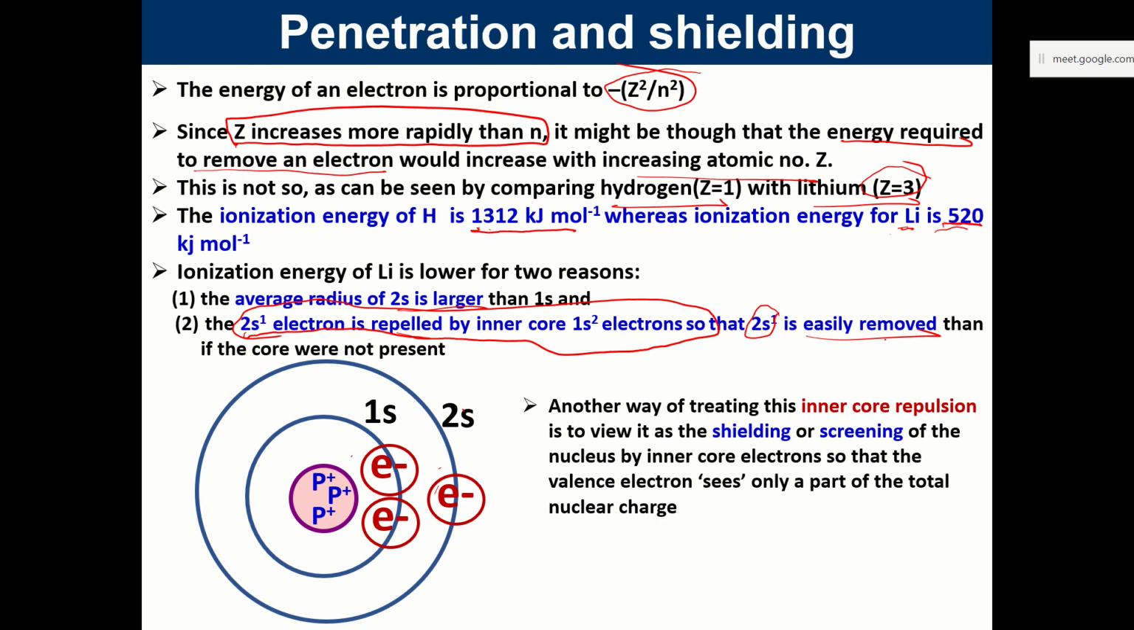ठीक है, एंड दिस इज व्हाट वी मीन बाय shielding or screening. We call it screening. So shielding of the nuclear charge is happening. These two electrons in the inner layer, inner core electrons, act as a shield, reducing the force of the nucleus on the outer valence electron. In other words, we say that the valence electron is able to see only a part of the total nuclear charge, and this we call effective nuclear charge.